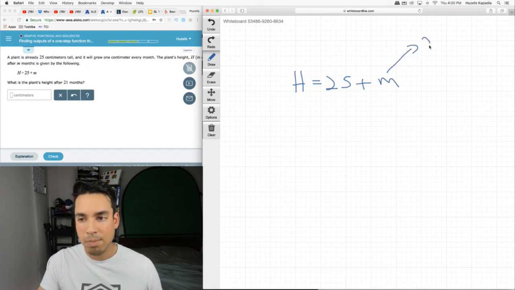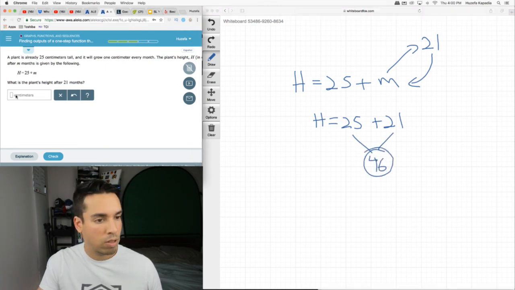Again, m represents months, so we're plugging in 21 for m. H equals 25 plus 21. 25 plus 21 is 46. 46 centimeters.